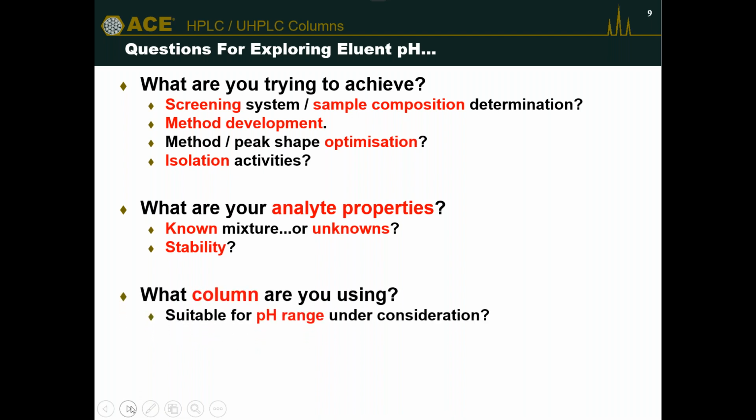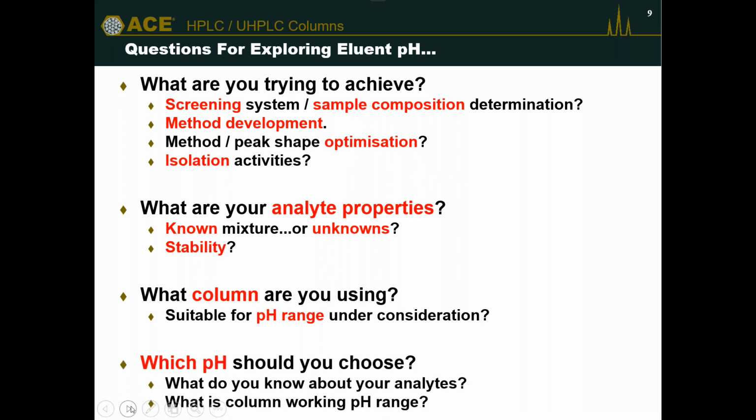I've mentioned a couple of times, what column am I using? Is my favorite column from the drawer capable of running at pH 10? It might work for a few injections, but if it wasn't designed for that pH, then potentially the lifetime is going to be severely decreased. So making sure I look at those specification sheets for the columns to check I've got the right column for the application.